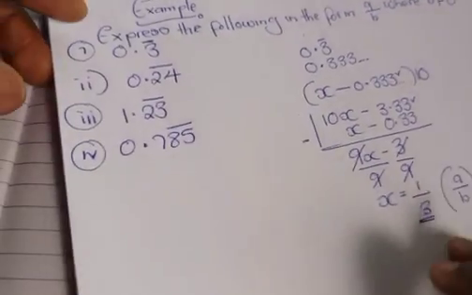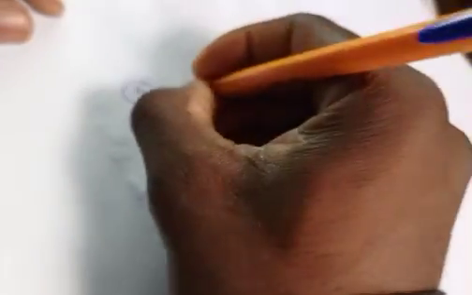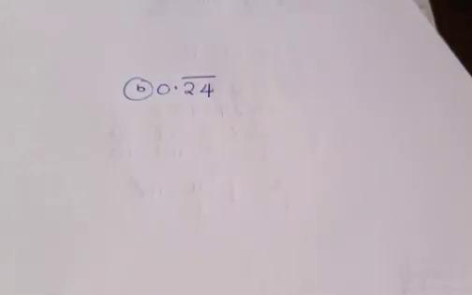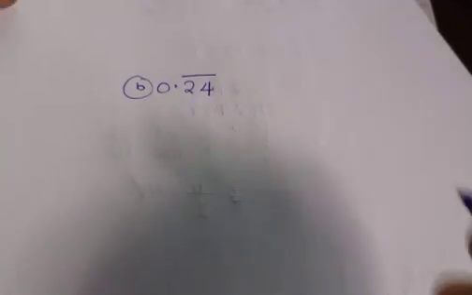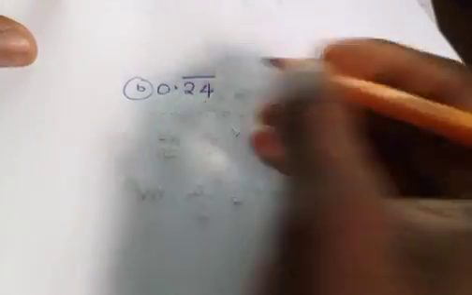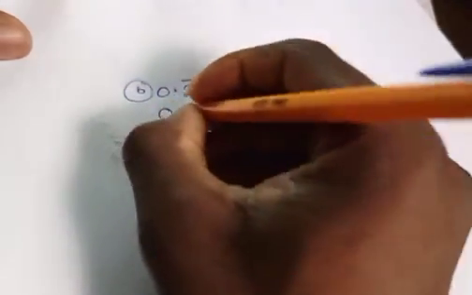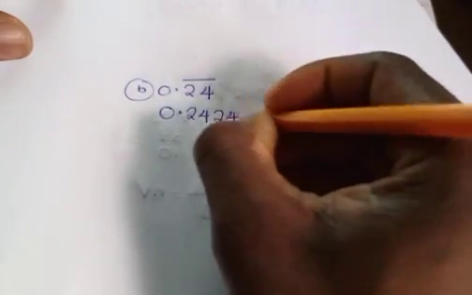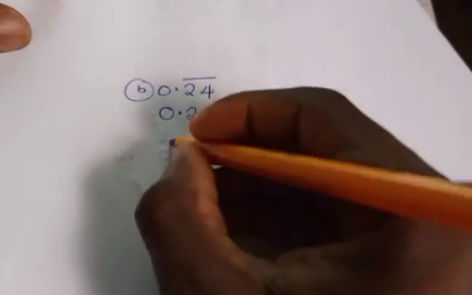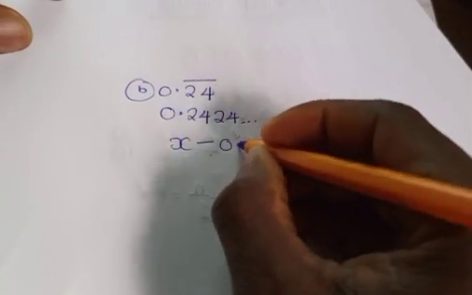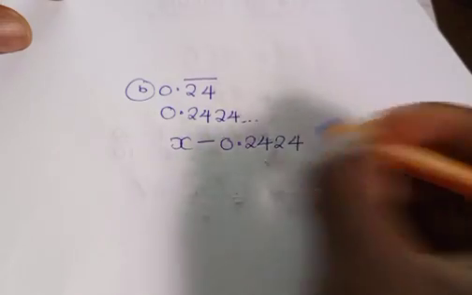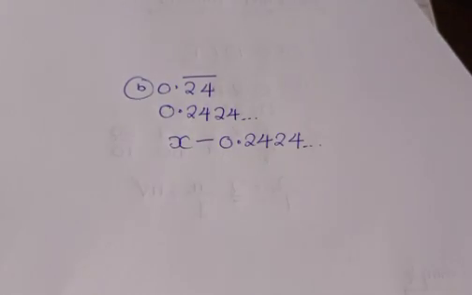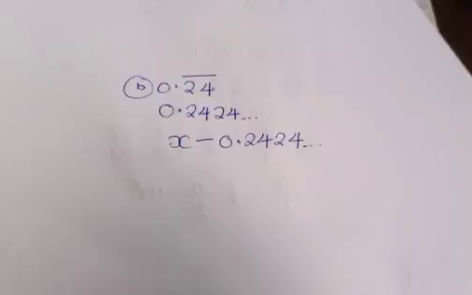Secondly, we have 0.24 bar as our example. Remember, this bar is on 2 and 4. So what we generally do here is we increase the number of repeating digits. So we can write 24 again. Remember, these can continue. So we say x should be equal to 0.2424. In common sense, these can continue like that. Then you will ask yourself a question.